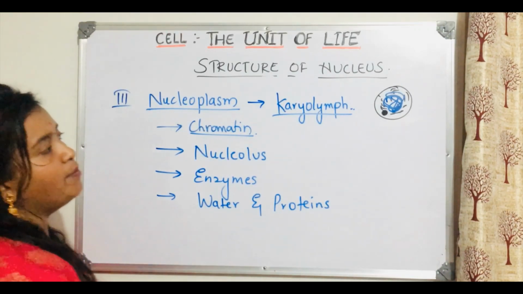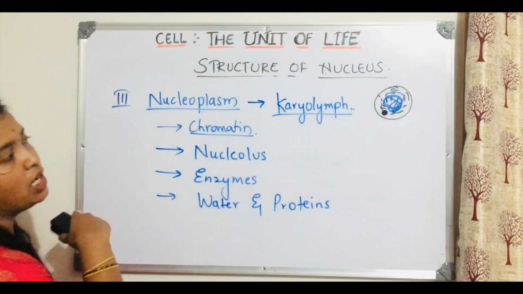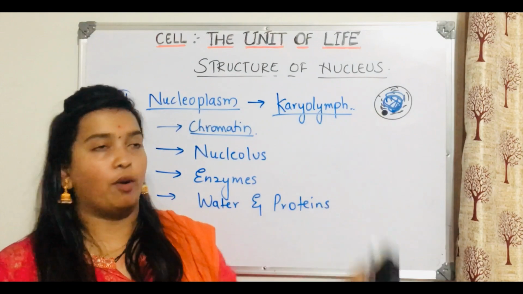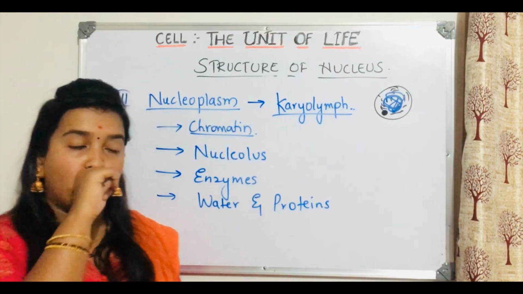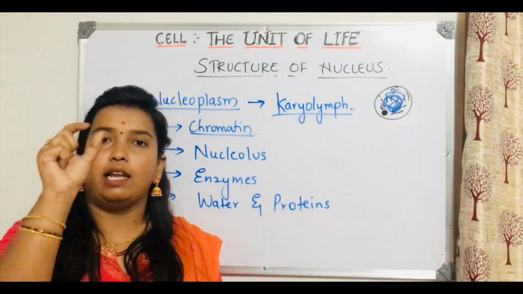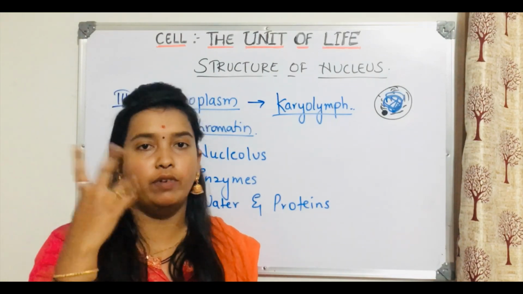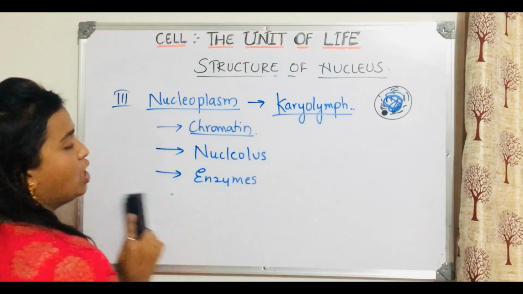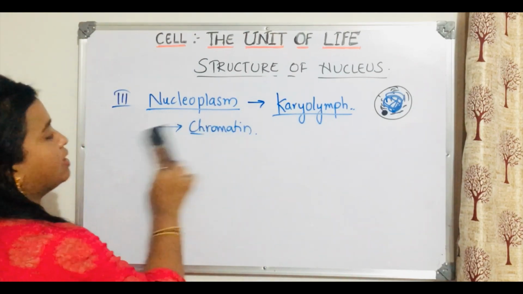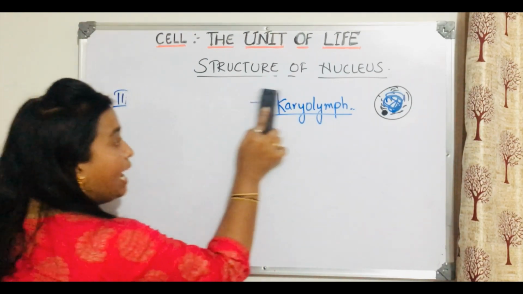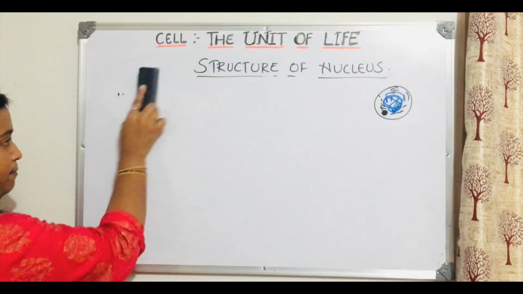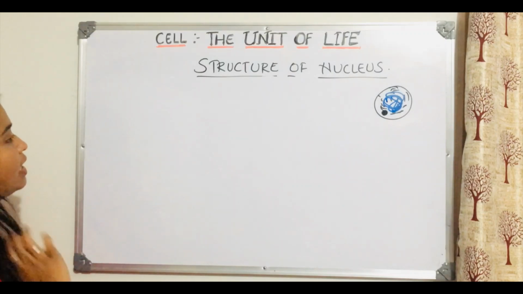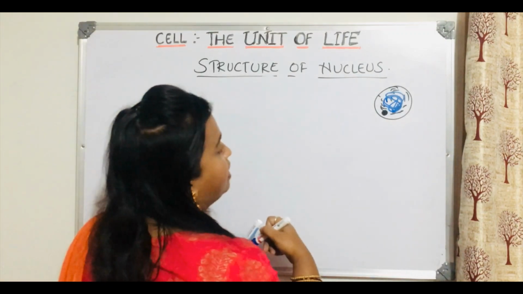Then we will see in detail about the structures present in the nucleoplasm. First of all, it is chromatin and nucleolus. Now I'll be just telling about the nucleolus. Chromatin we will do in the next video, where we are doing chromosomes. There we will be discussing chromatin in detail and with the basics.